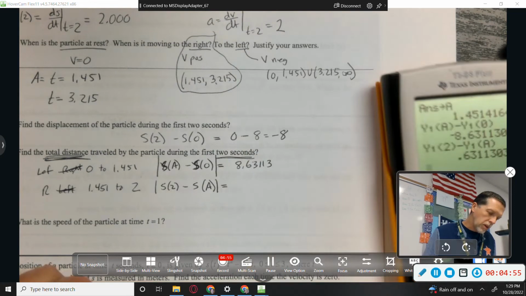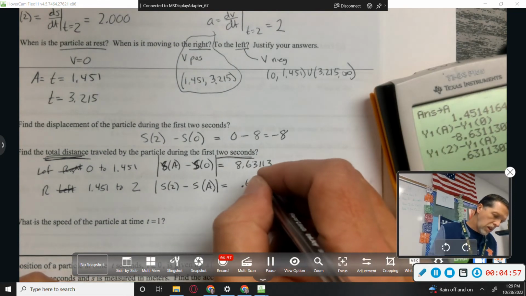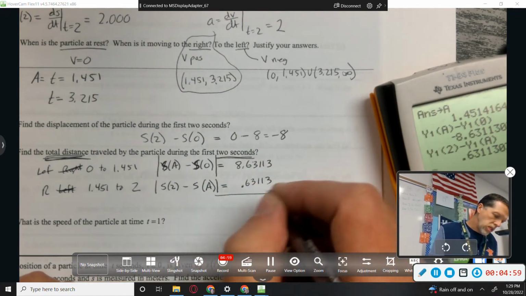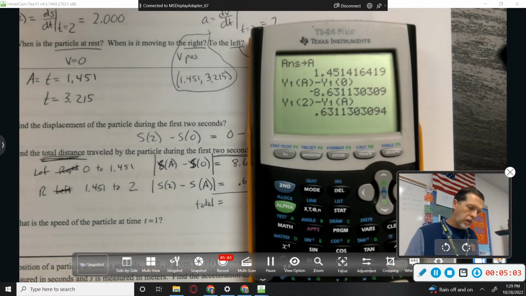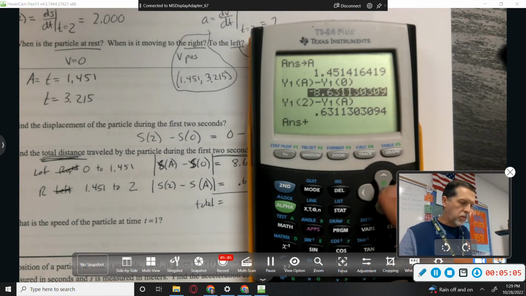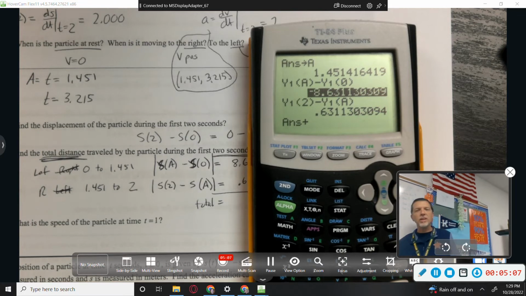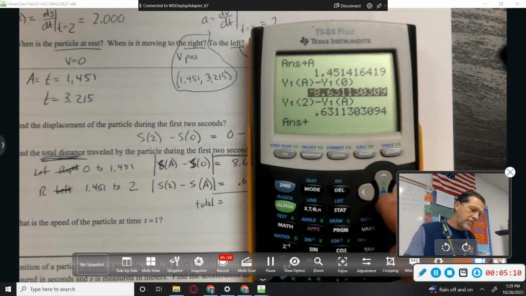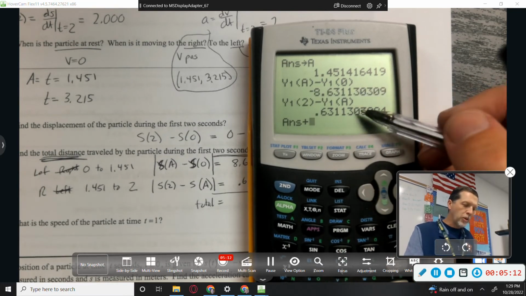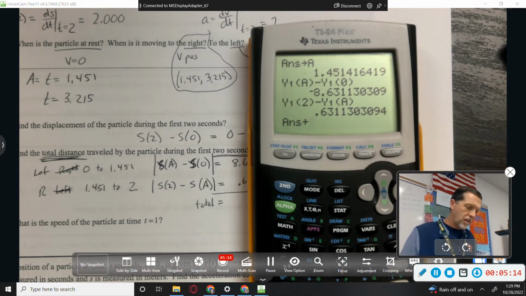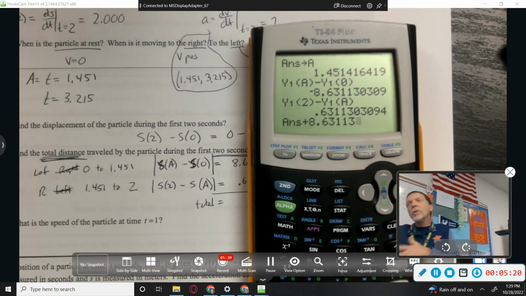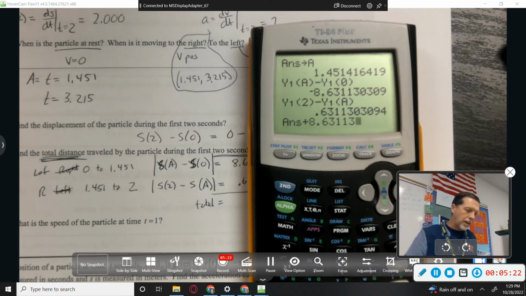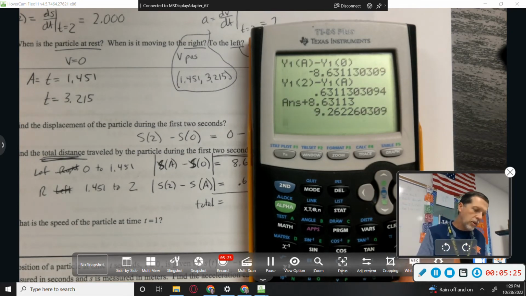0.63113. Then you just add them. And then I can just add them together. Whoops. Ooh, I almost made a mistake going in the calculator. I don't want to add them. I don't want to add those two numbers together because that one's still negative. So answer plus 8.63113. As long as I carry more than 3 decimals, then when I cut it off at 3, I'll be okay. 9.262.